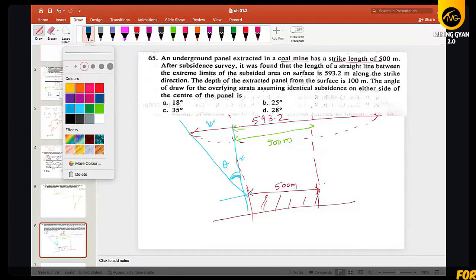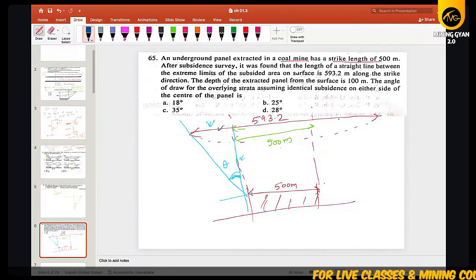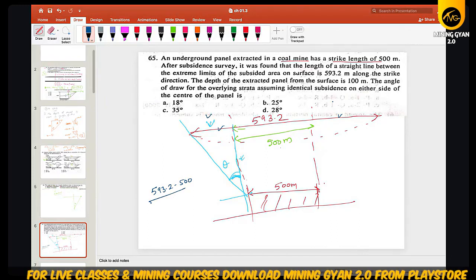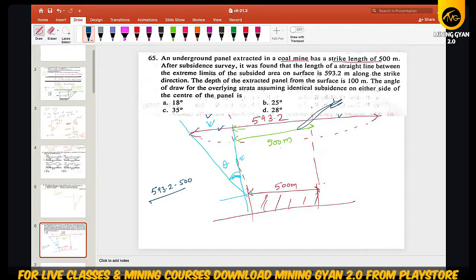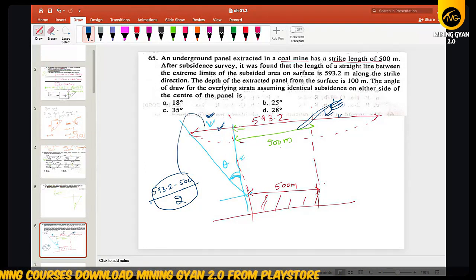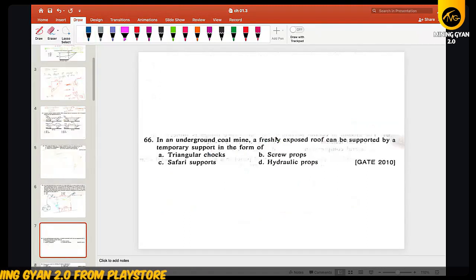So this is 593.2 minus 500. So we will get this and this answer. If we do 593.2 minus 500, then this length and this length will come out. And if we divide by 2, then we will get each length, so it will be our this length. Did you understand? If not, I will tell you again.